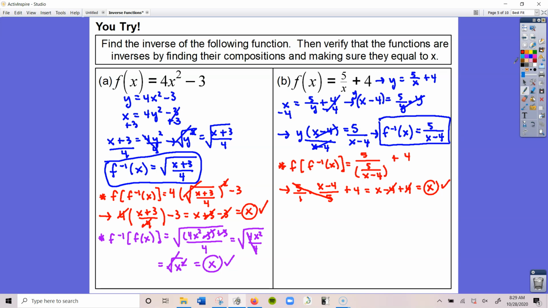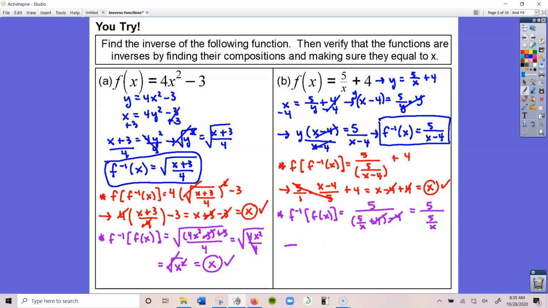Now I'm ready to verify using my inverse and then my function. So f inverse of f of x. I'm going to copy now my inverse, which is 5 over x minus 4. And in the parentheses, I'm going to copy down f, so 5 over x plus 4. Since I can't simplify anything in the parentheses, I can do the plus 4 and the minus 4, which cancels out. And so what I have now is 5 over x.